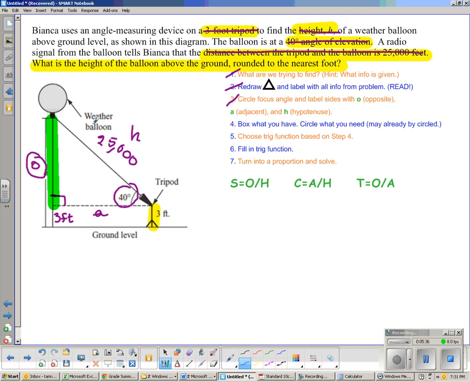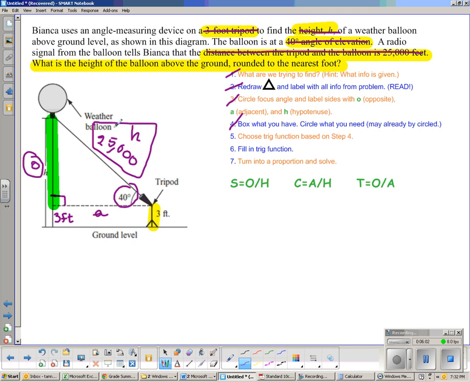The only side that I actually have on this right triangle is the hypotenuse. And let me not cover up that H because it's still important. Okay, so we have done that. Let's move on to number 5. Choose the trigonometric function based upon step 4. What I have and what I need, what's boxed and what's circled.